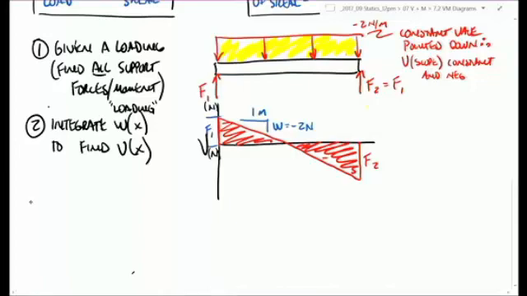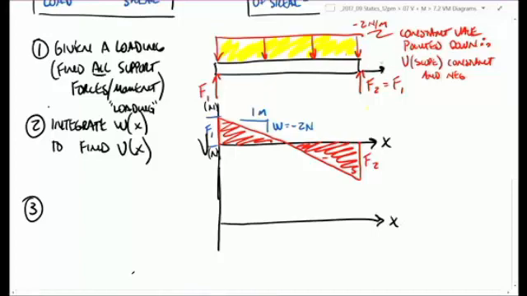And then number 3, to take this a step further, is we're going to find the moment. And these axes here through the middle are all fundamentally like our x-axes, just a horizontal axis system. And so we now want to integrate V as a function of x to find M as a function of x.